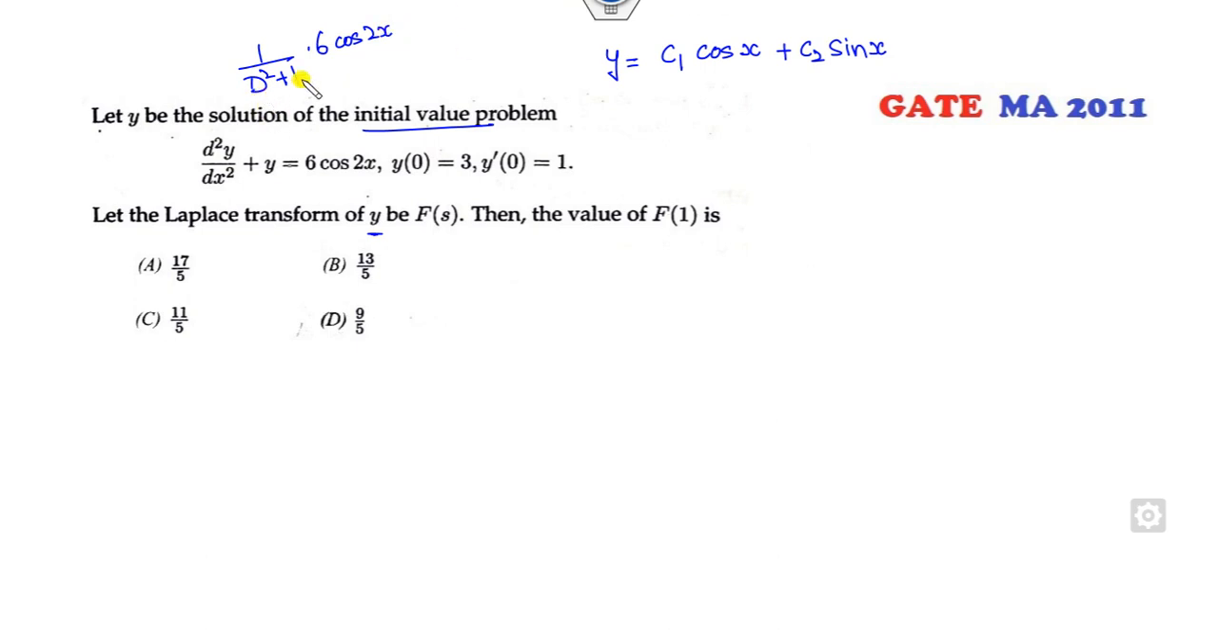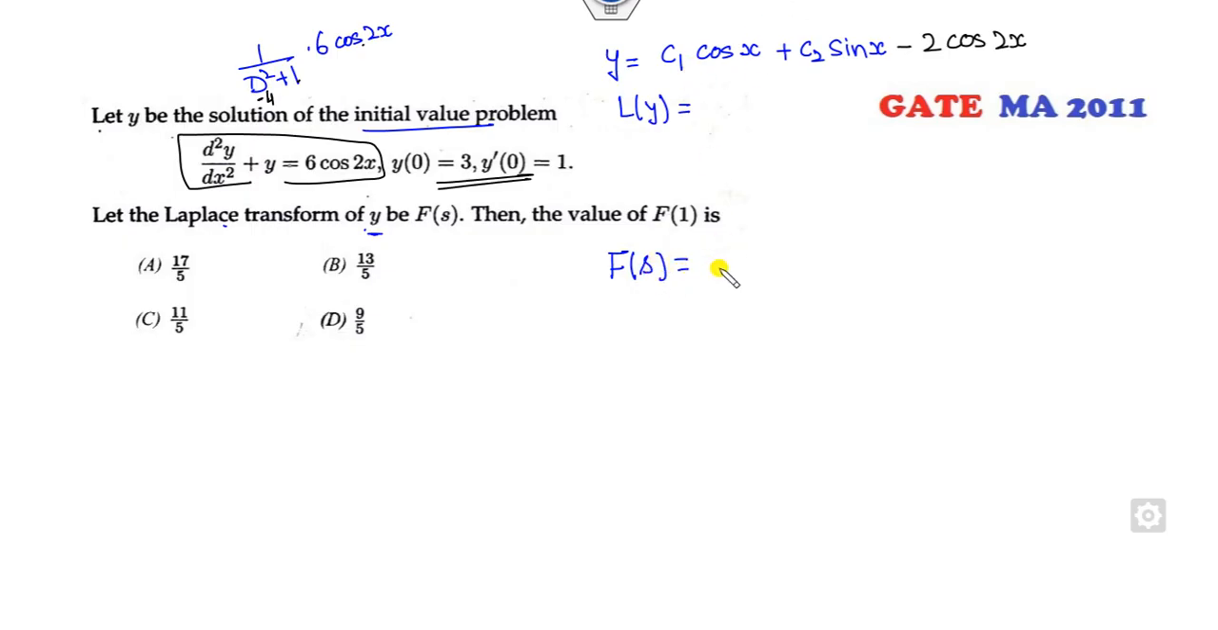So I can substitute here D square is minus 4. Minus 4 plus 1 is minus 3. So it will be minus 2 cos of 2x. Fine. This is the solution of here. We will apply later on. If the Laplace transformation of y is asked, I can find the Laplace transformation of y.